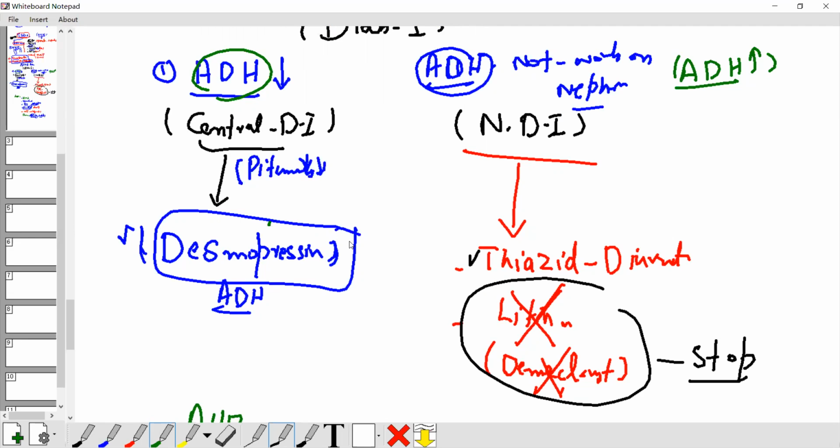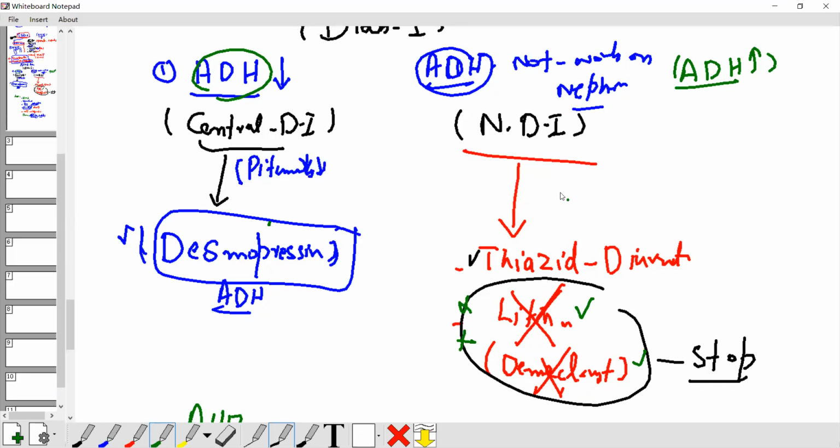It was a central one. Okay, it's a central one. What is the cause for nephrogenic diabetes insipidus? We are using lithium and demeclocycline: demeclocycline for infection and lithium for bipolar disorder. These two drugs do not allow ADH to work properly. So these two drugs cause nephrogenic diabetes insipidus. We must stop using these drugs.